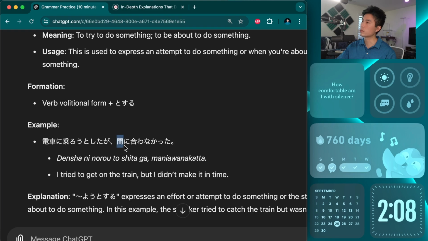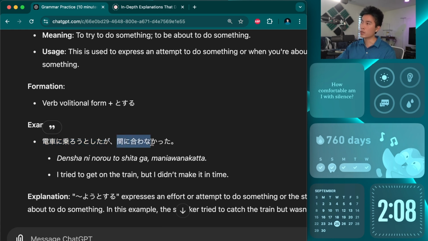This is like, what is this by itself again? Ma ni awanakatta. Ma ni au means like to do something on time. I learned that from my girlfriend. And ma ni awanakatta, I guess that means you didn't do it in time. So densha ni norō to shita ga. I tried to get on the train. So you tried to do something. Okay. I think I am understanding.